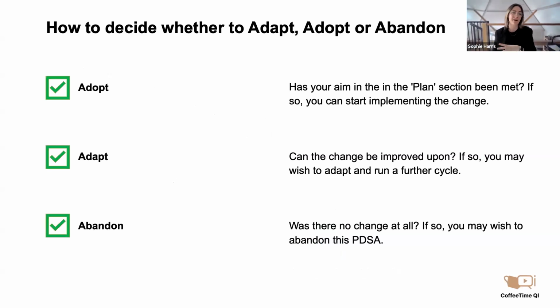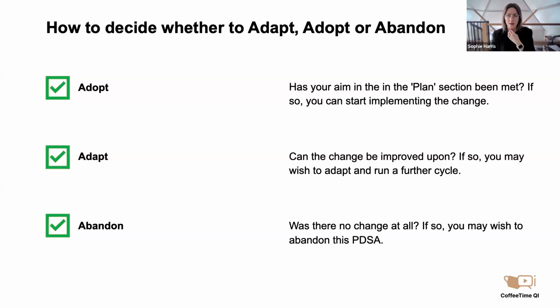I mentioned earlier the ACT part of the PDSA, and this is: what do we do? So we've run our PDSA, we've planned it out really well, we've implemented it, so we've done the do, we've studied it, and we've seen that we have evidence that the plan and the objective have been met and that we have seen an improvement within our data. So we can now start to implement those changes. That would be the adopt element.